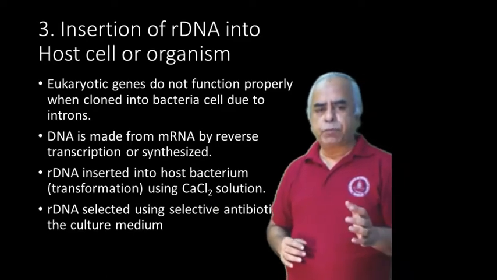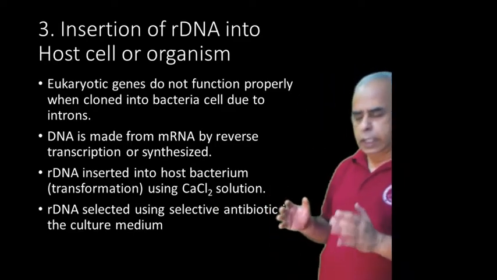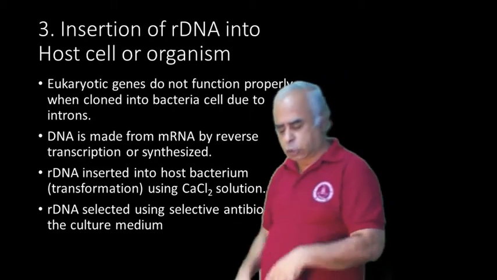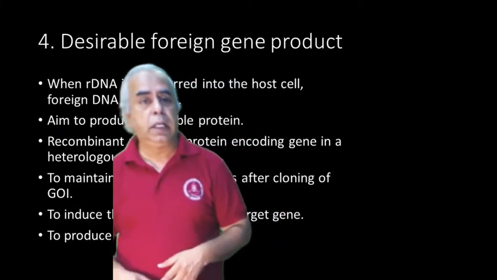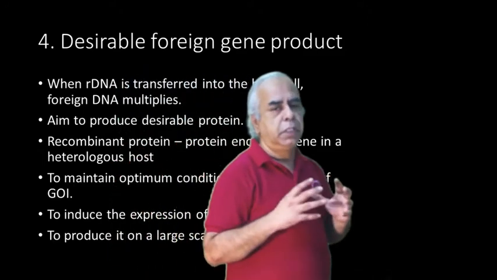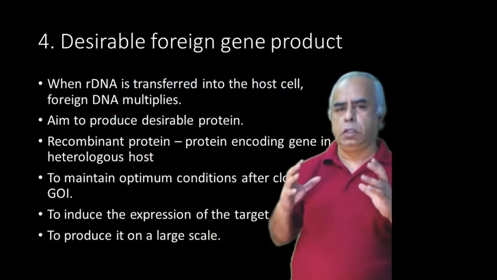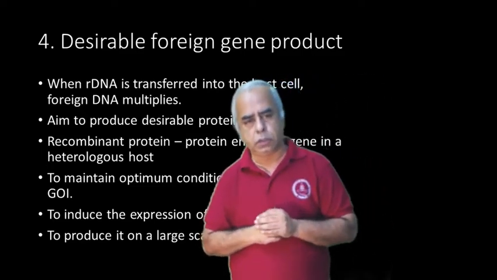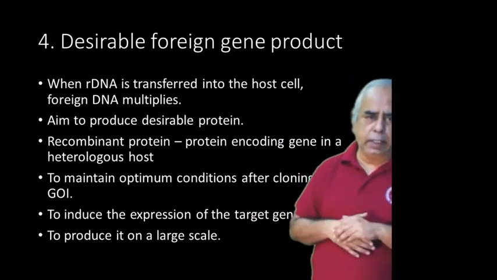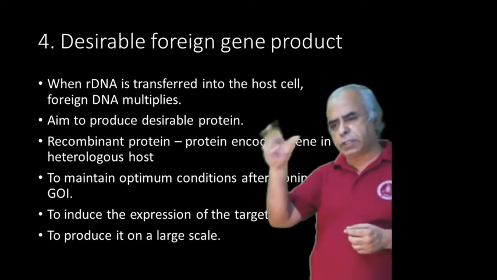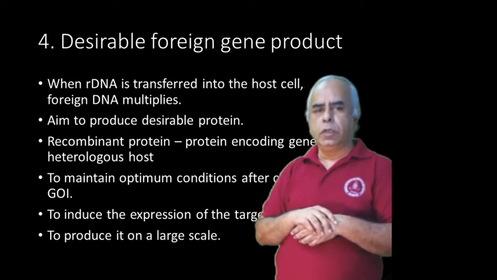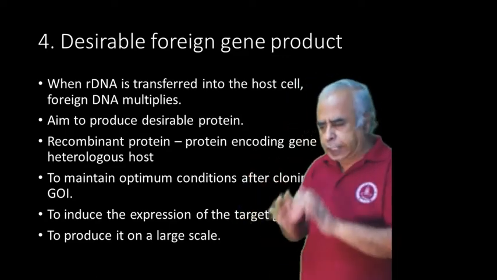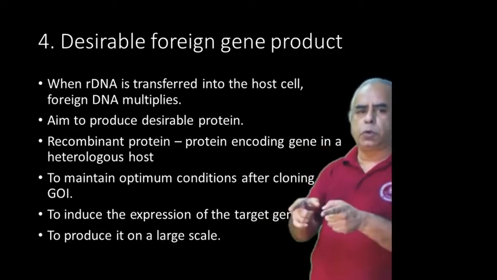Then finally the rDNA is selected using a selective antibiotic in the culture medium. Then we should have the desirable foreign gene product. That is the gene of interest, is it not? So this recombinant DNA is transferred into the host cell with the multiplication of foreign DNA, and our aim is to produce the desirable protein only.